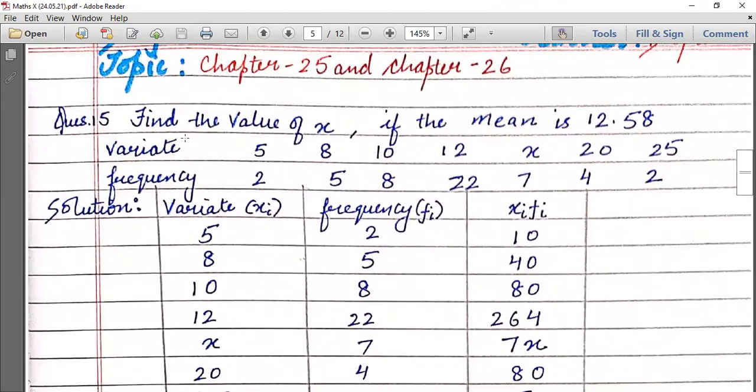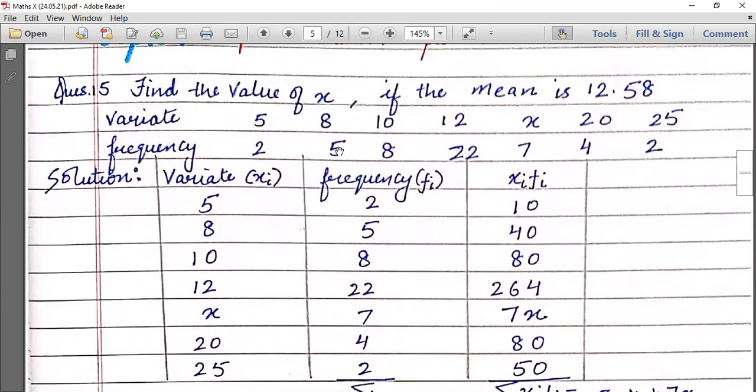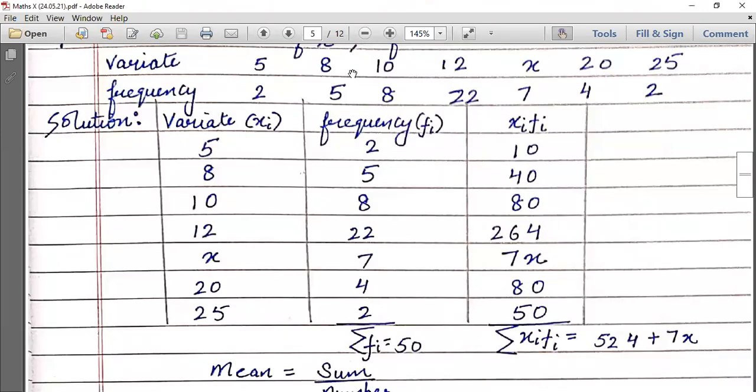Now, in this, you have to find the value of x if the mean is 12.58. Here the observations are 5, 8, 10, 12, x, 20, and 25, and frequencies 2, 5, 8, 22, 7, 4, and 2. Now children, let's do this calculation by using the direct method. So write the observations 5, 8, 10, 12, x, 20, 25 in one column, and frequency on the other side, 2, 5, 8, 22, 7, 4, 2.